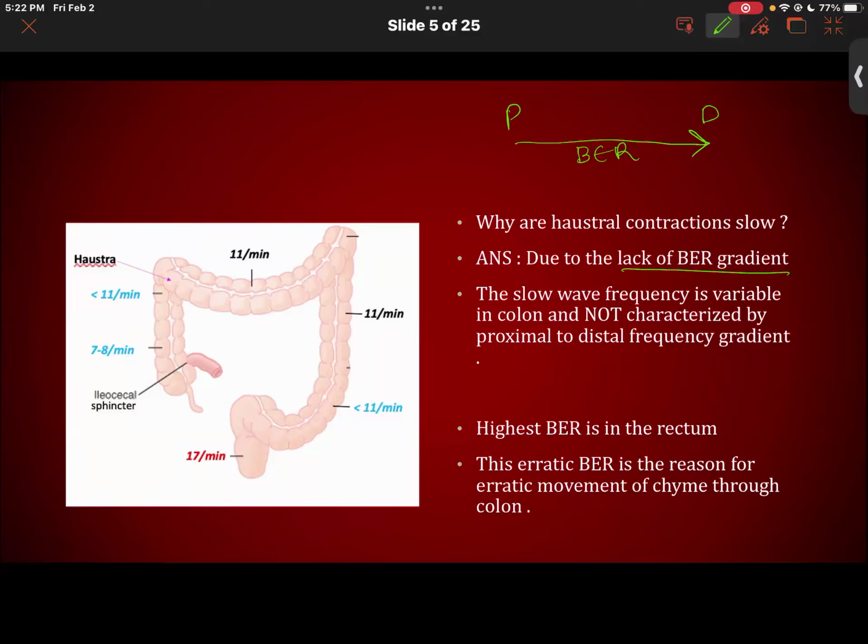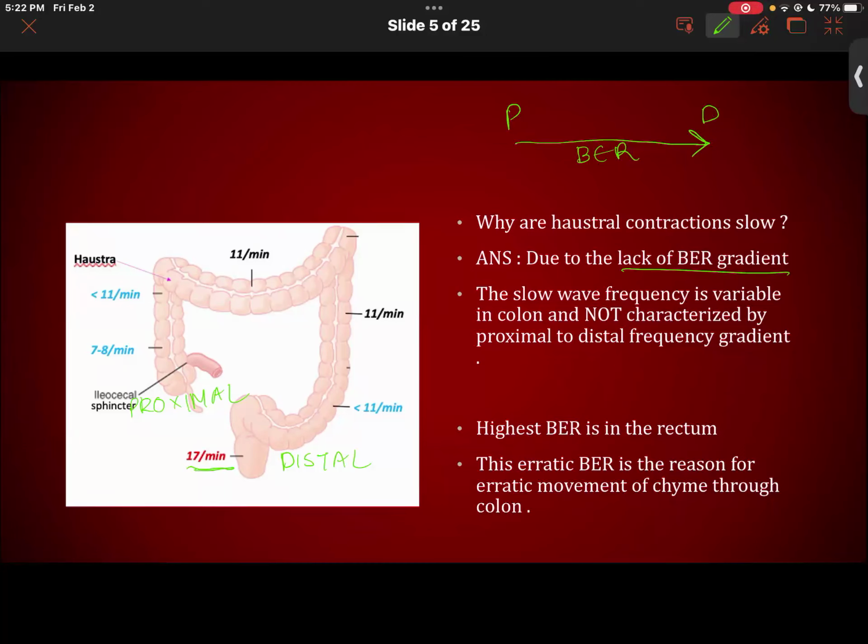But this is not the case in the colon. It doesn't decrease from proximal to distal. In this case, it's erratic, so it's different. This is distal, this is the anus, and this is proximal. Okay, so you can see proximal, first of all, it's 7 to 8 in the ascending colon. It's less than 11 at this flexure over here, and then in the transverse colon, it's 11, and then it continues 11 in the descending colon, and then in the sigmoid colon, it's again less than 11. But then in the rectum, it's 17.